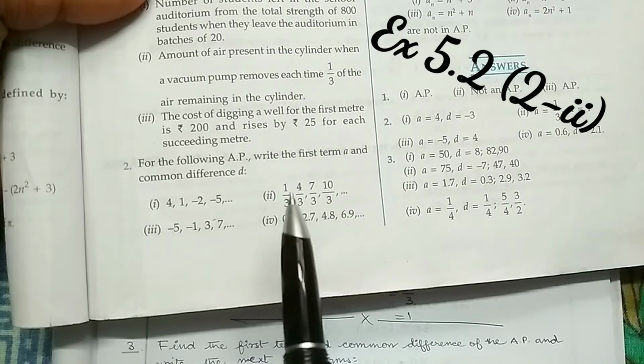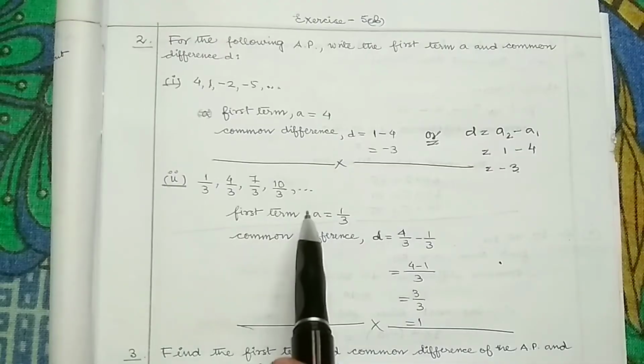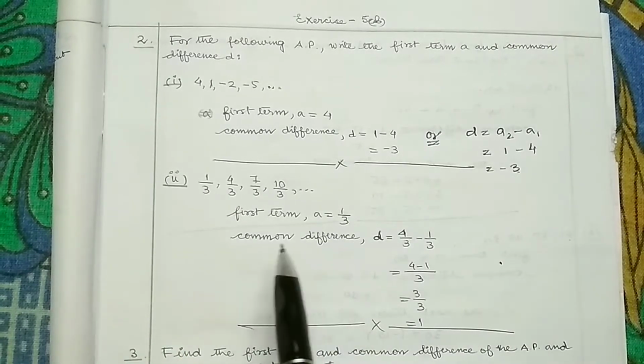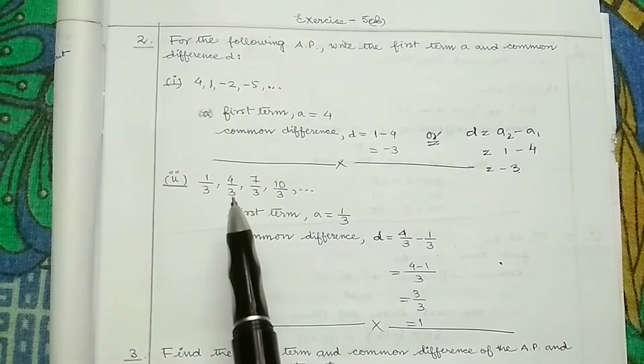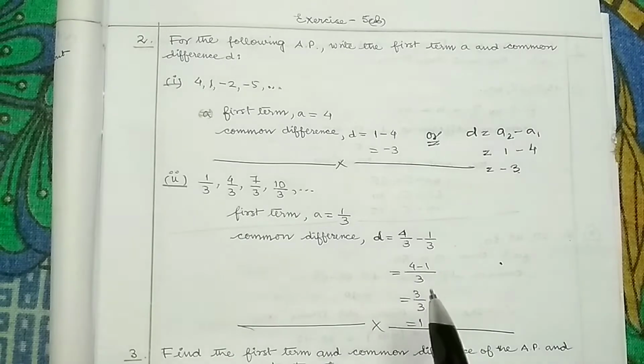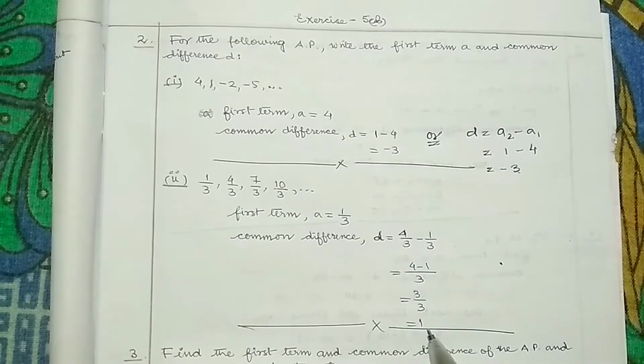In the next part, it is given 1/3, 4/3, 7/3, 10/3. Here the first term, as you can see, is 1 by 3. And how to find the common difference? It will be A2 minus A1. So it will be 4 by 3 minus 1 by 3. 4 minus 1 is 3. 3 divided by 3 will be 1. That means first term is 1 by 3 and common difference is 1.